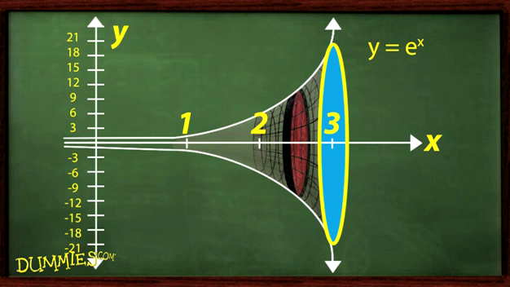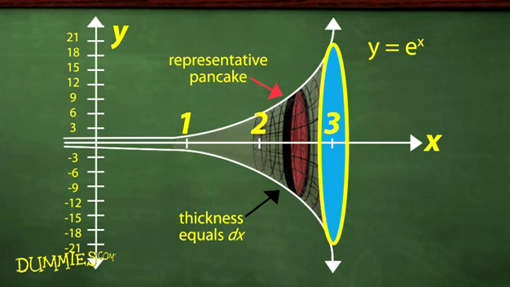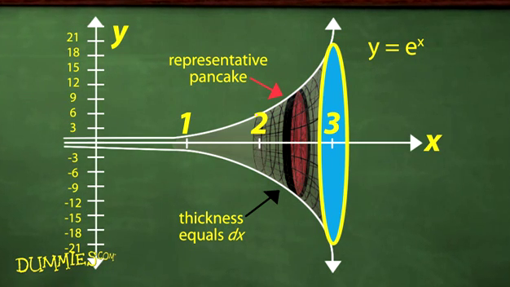The solid looks like this. If you think of the shape as a stack of very thin pancakes, you can find the total volume by adding the volumes of all the pancakes. Break it down. First, determine the area of any old cross-section, otherwise known as a representative pancake.